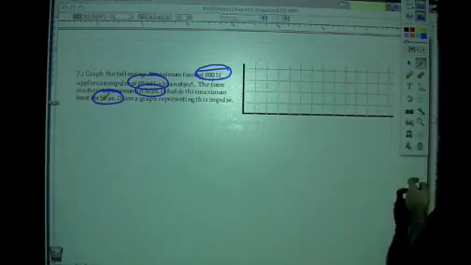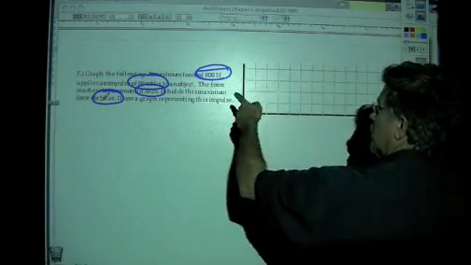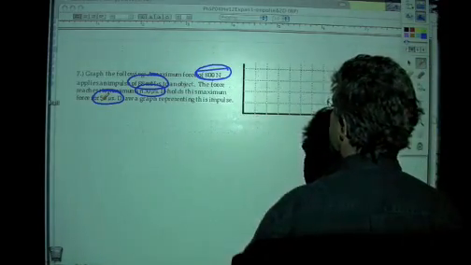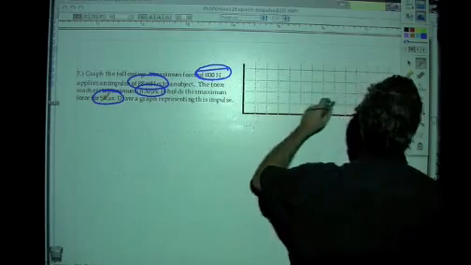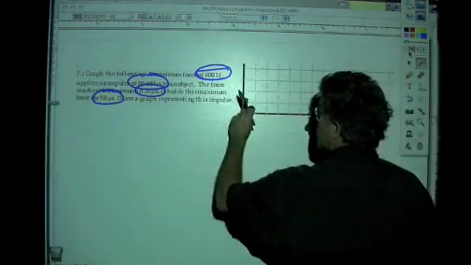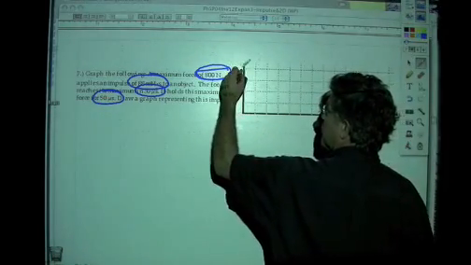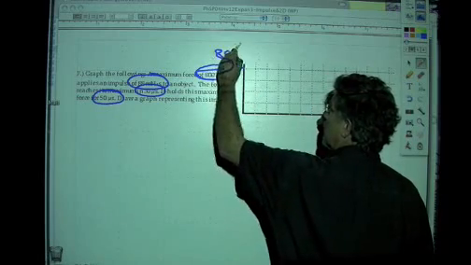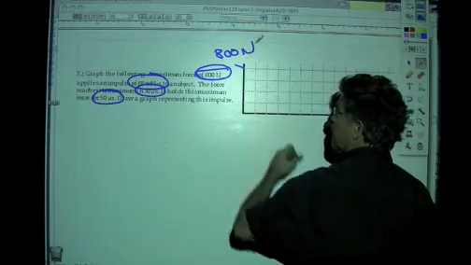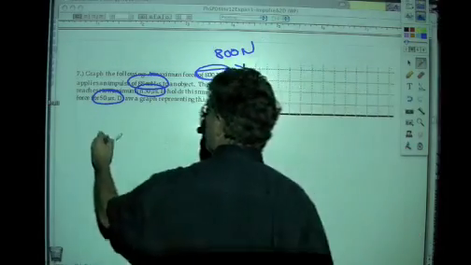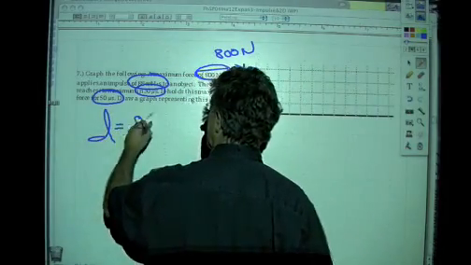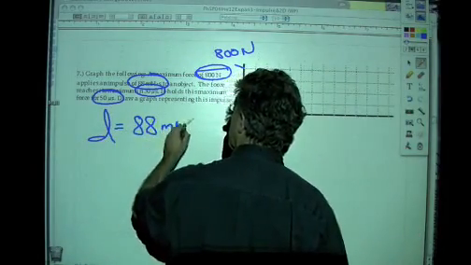All right, so graph the following. Well, we know our maximum force is 800, so it looks like I can go ahead and set this up. That's going to be 200, 400, 600, 800 newtons. And my area, the impulse, is 88 millinewtons dot second.